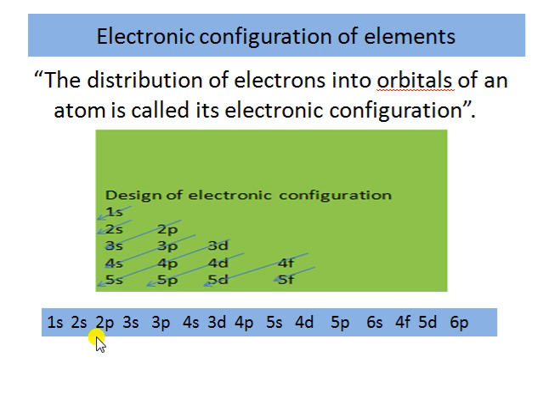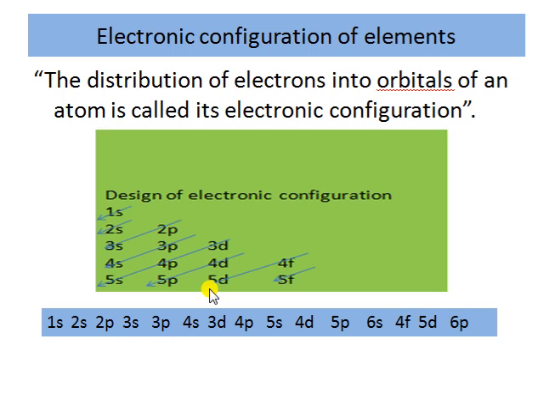So that was a brief introduction about the electronic configuration. Overall, this is the design of electronic configuration in which we will enter the number of electrons in the orbitals. For example, let's start with carbon, where the atomic number is 6 and the number of electrons is also 6.